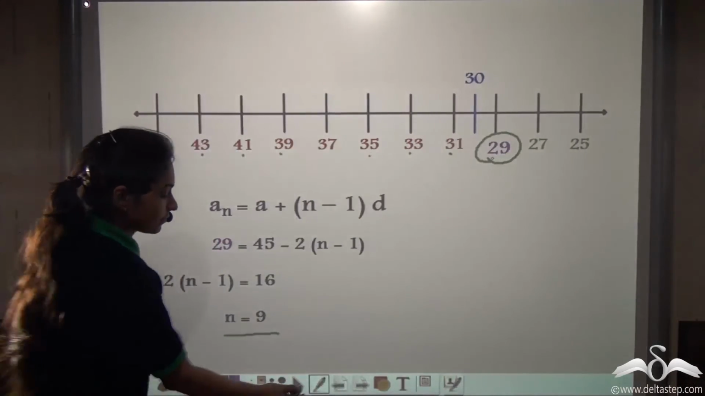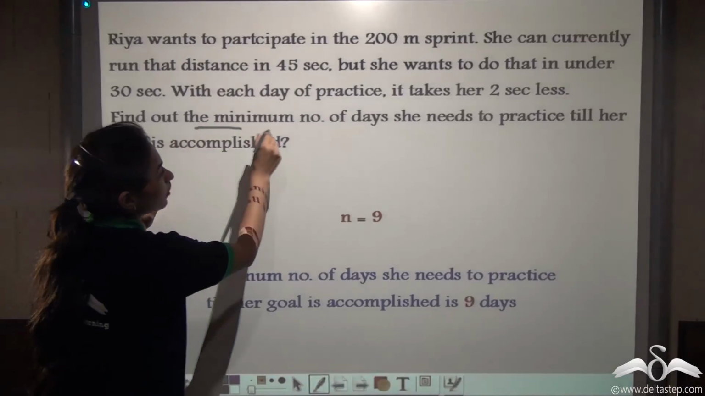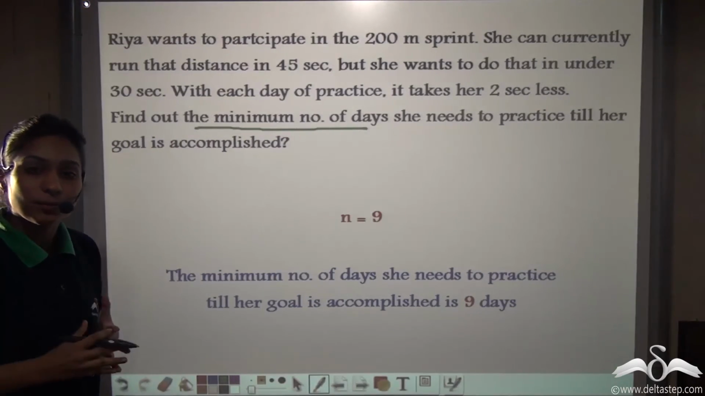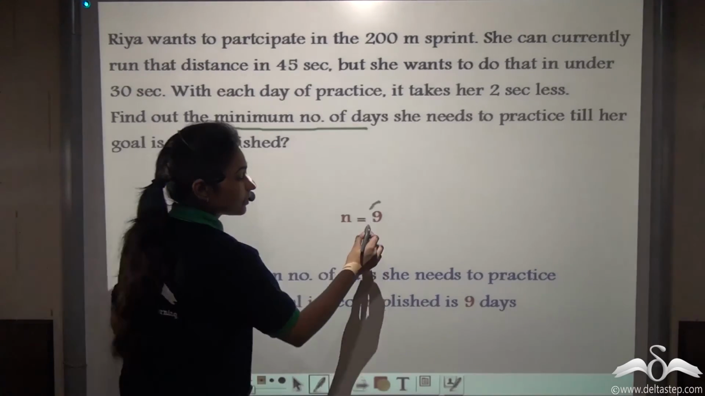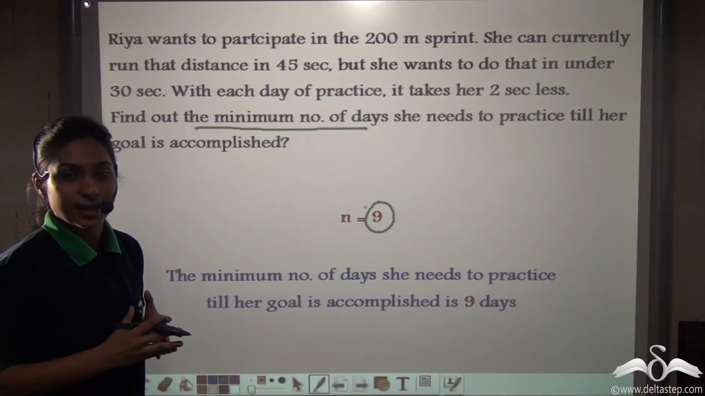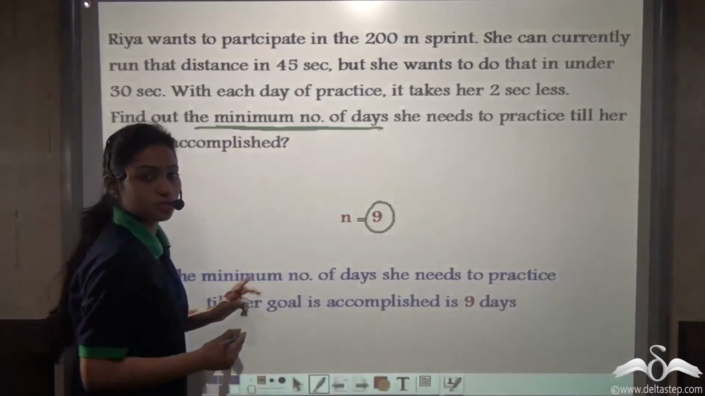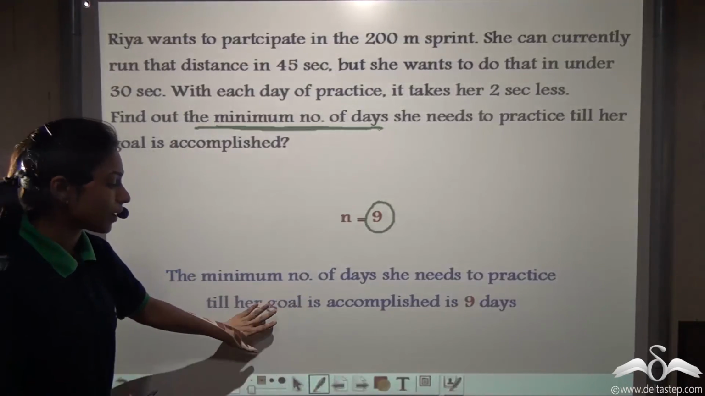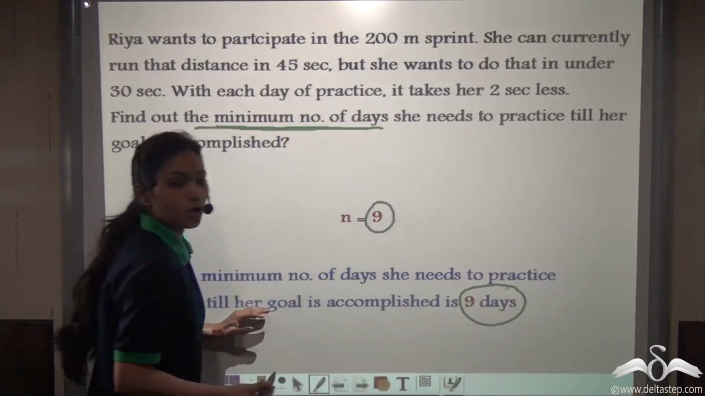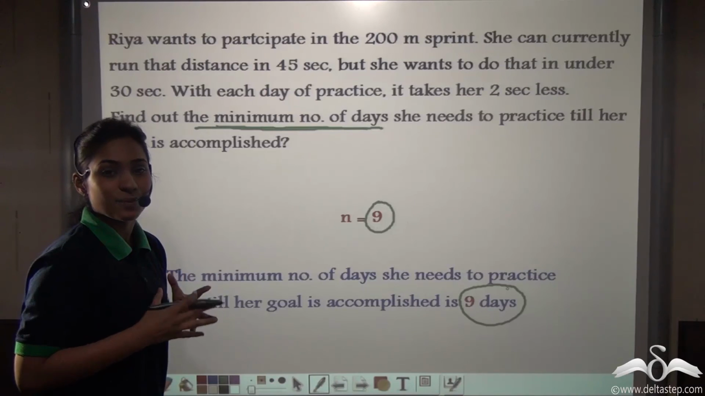So now you can say this. You were asked to find out the minimum number of days she needs to practice till her goal is accomplished. So the minimum number of days will be what? 9 days. Because in 9 days she will be able to complete it in 29 seconds. So here we have to ask the minimum number of days. So the minimum number of days she needs to practice till her goal is accomplished is 9 days. So this is how you can know whether a term falls in the AP series or not.